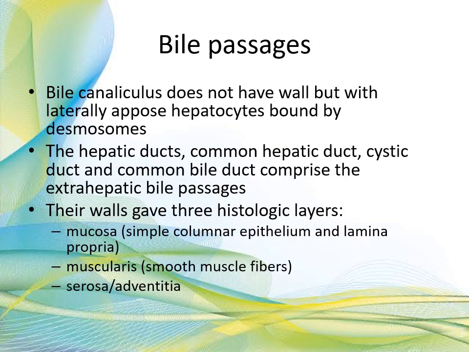So bile passages, bile canaliculus does not have a wall but is formed by laterally opposed hepatocytes bound by desmosomes. So the bile passages have three histologic layers. We have the mucosa, muscularis, and the serosa.